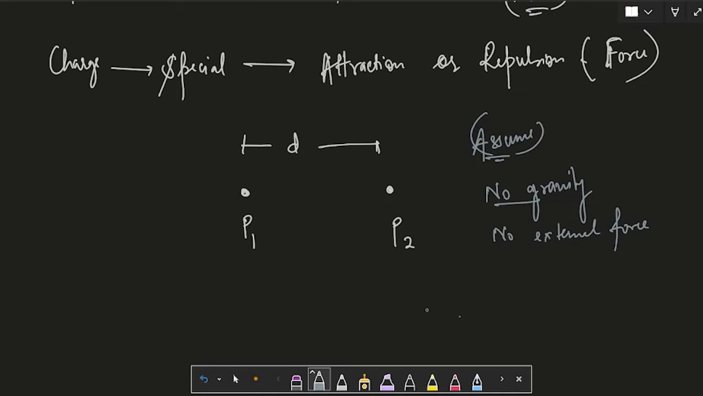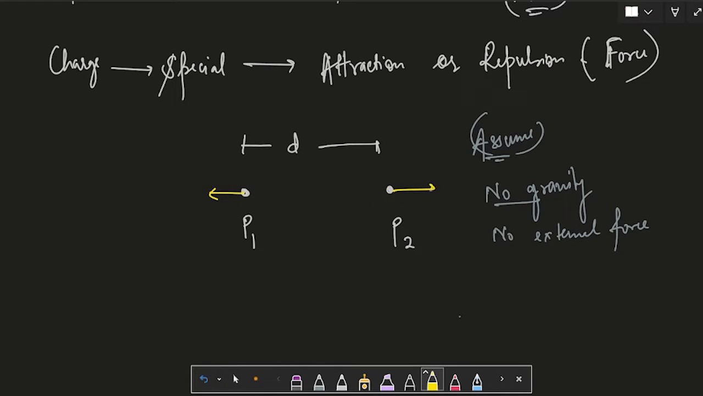So if there is no external force, no gravity, and even after that we see that P1 is pulled towards P2, that means both particles P1 and P2 are getting pulled at each other, or you may experience something different, or these two might drift away.